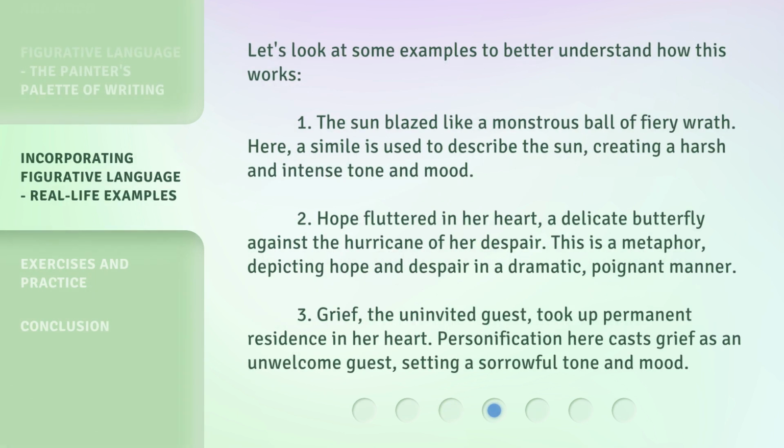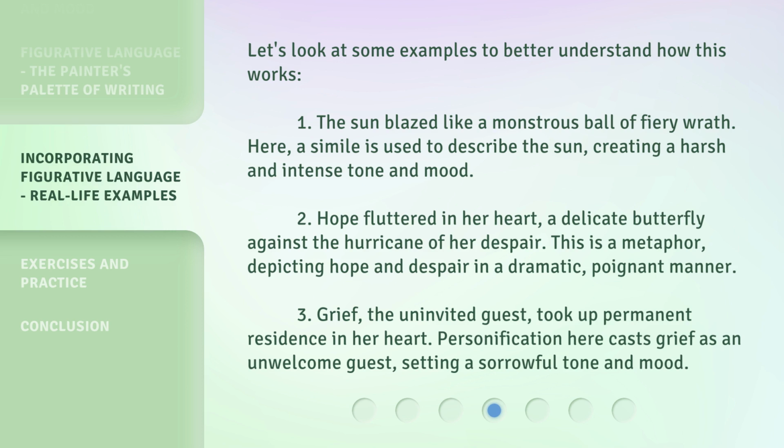Let's look at some examples to better understand how this works. 1. The sun blazed like a monstrous ball of fiery wrath. Here, a simile is used to describe the sun, creating a harsh and intense tone and mood.